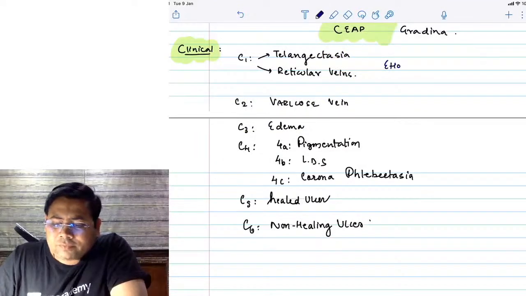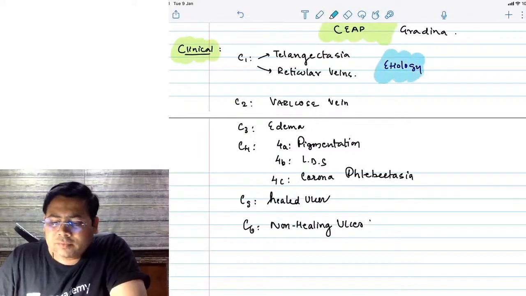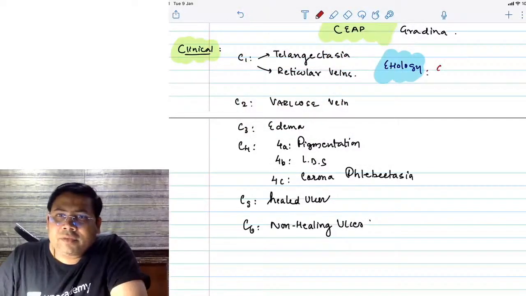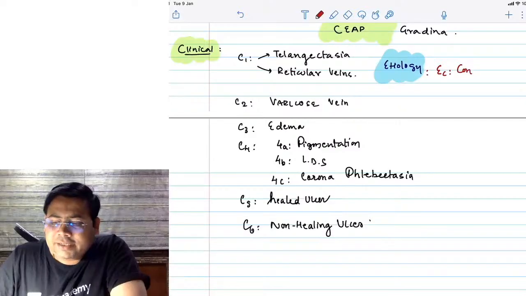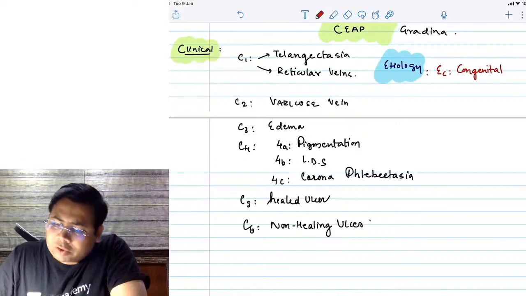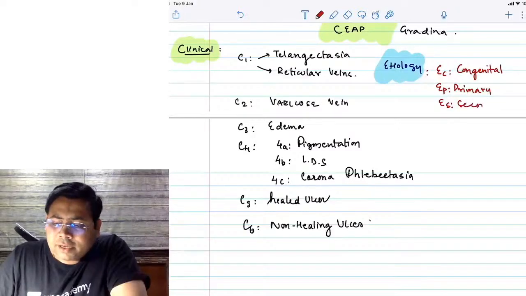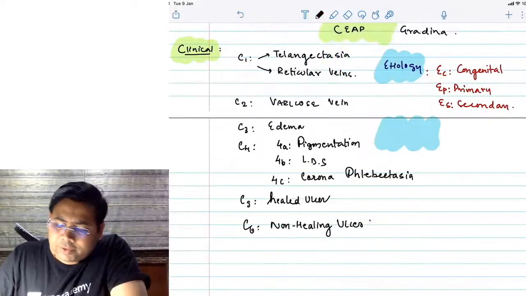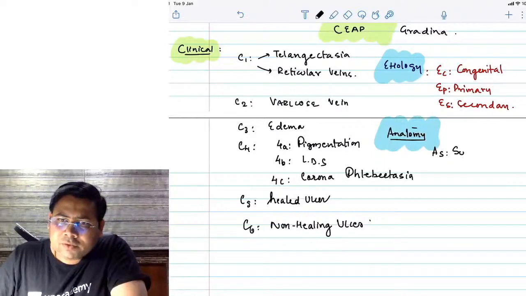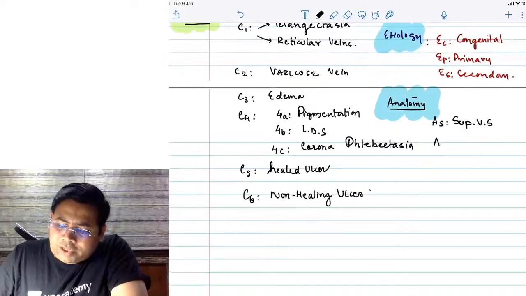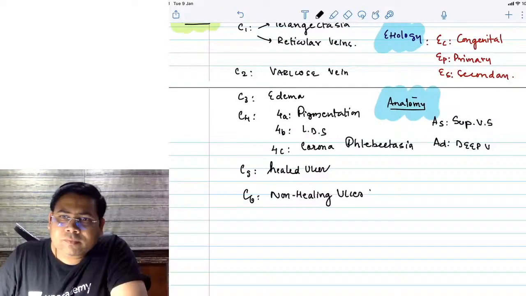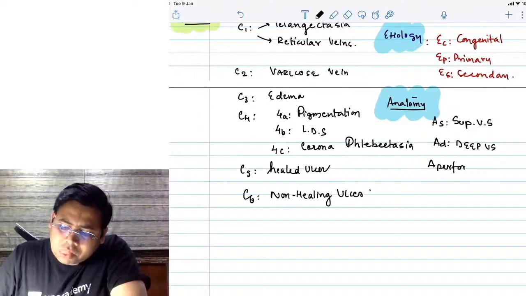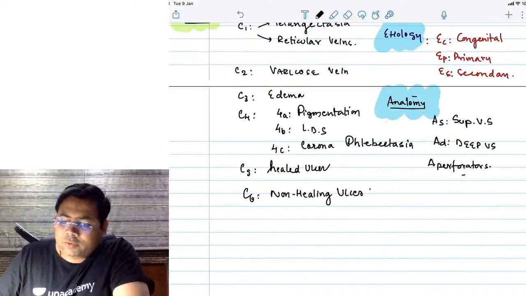E stands for etiology. Always remember, if you know the cause, then that is E secondary. If you don't know the cause, if it is by birth, it is E congenital. If it is not by birth but you don't know the cause, it is E primary. So we have E primary, E secondary and E congenital. Then we have A for anatomy. When you talk about the anatomy, it could be involving the superficial venous system. It could be involving the deep venous system, and it could be involving the perforators. Are you getting? That is equal to AP.